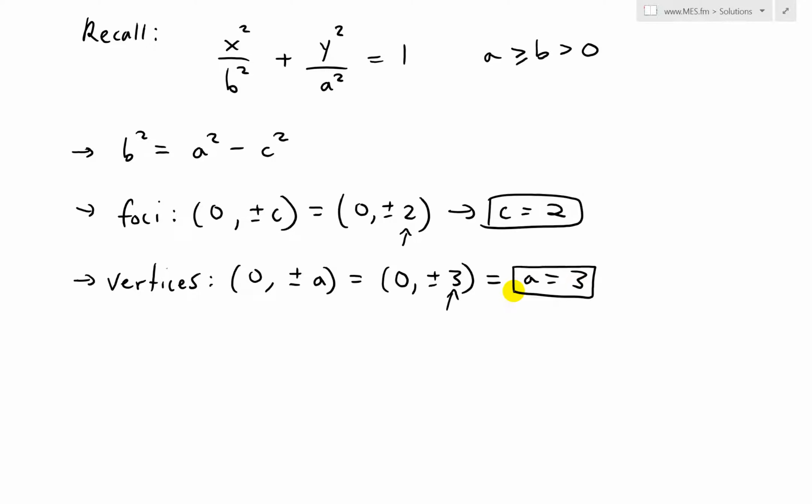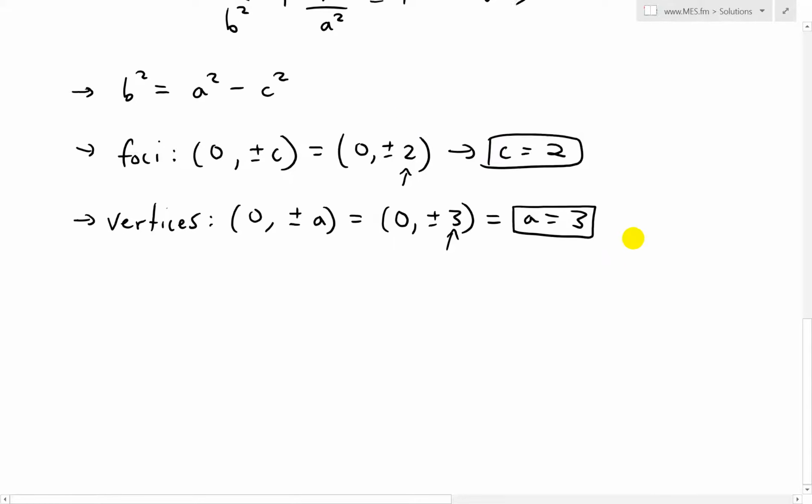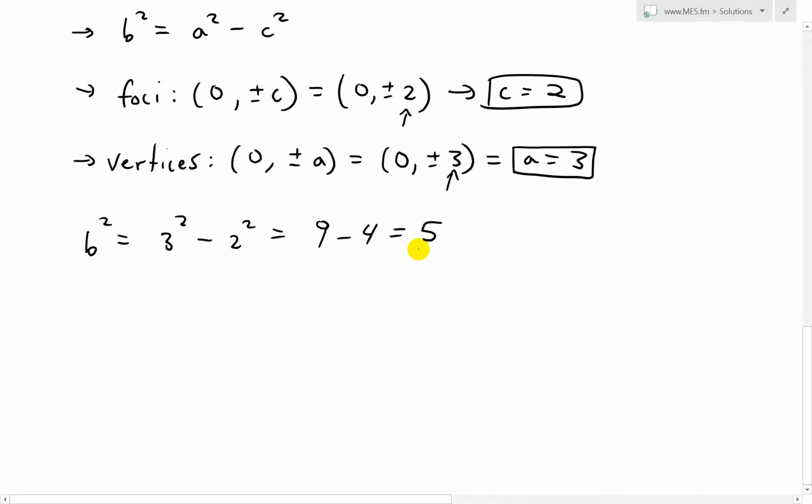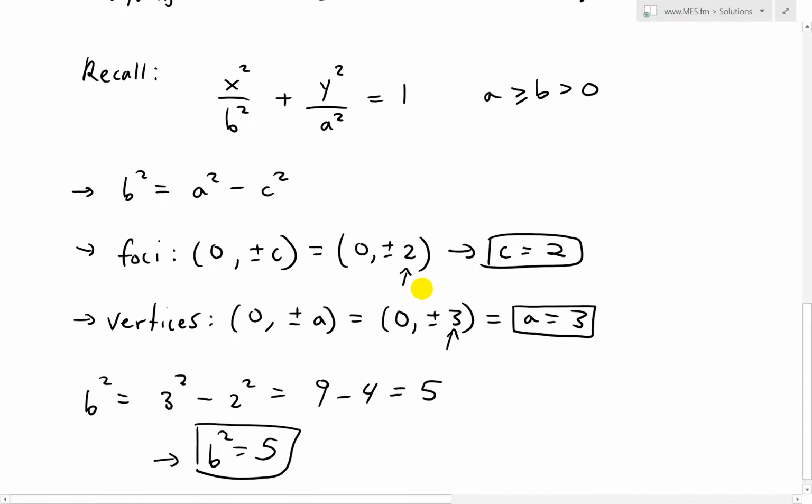Now if we want to get this b, we could throw that inside. So b squared equals a squared minus c squared, which is 3 squared minus 2 squared, equals 9 minus 4, equals 5. So b squared equals 5. I'll just circle this. Well, that means we can solve this equation.